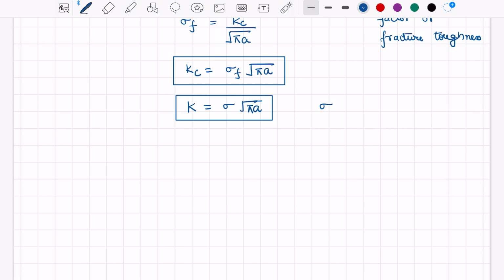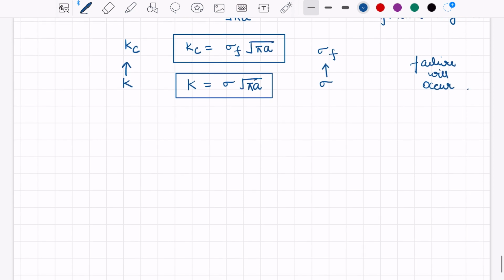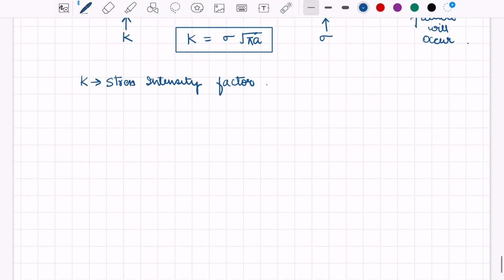When the applied stress reaches the failure strength, the stress intensity factor reaches the critical stress intensity factor or the fracture toughness. In that case, failure will occur in the specimen. Now, please note K is stress intensity factor. Now, what is stress intensity factor? It's a factor that describes the intensity of stress at crack tip.